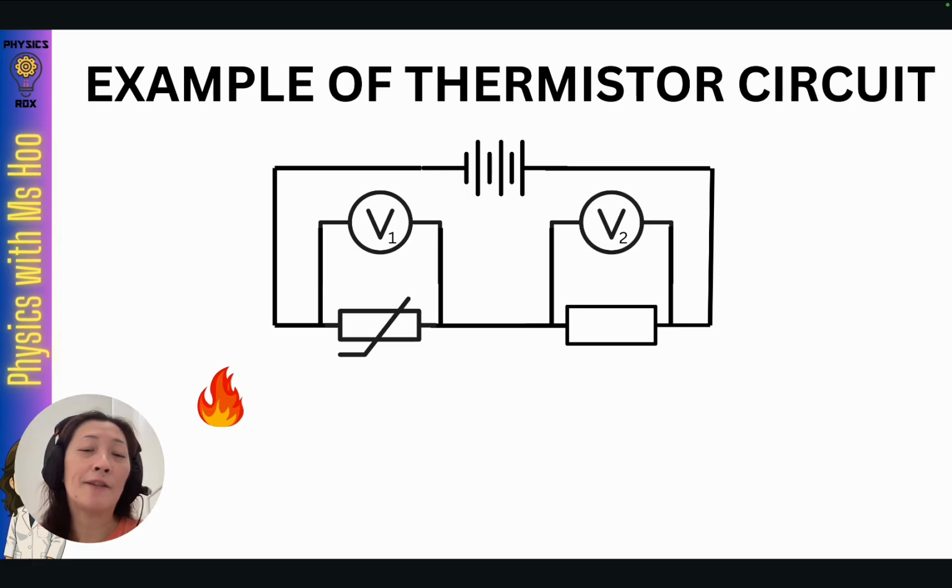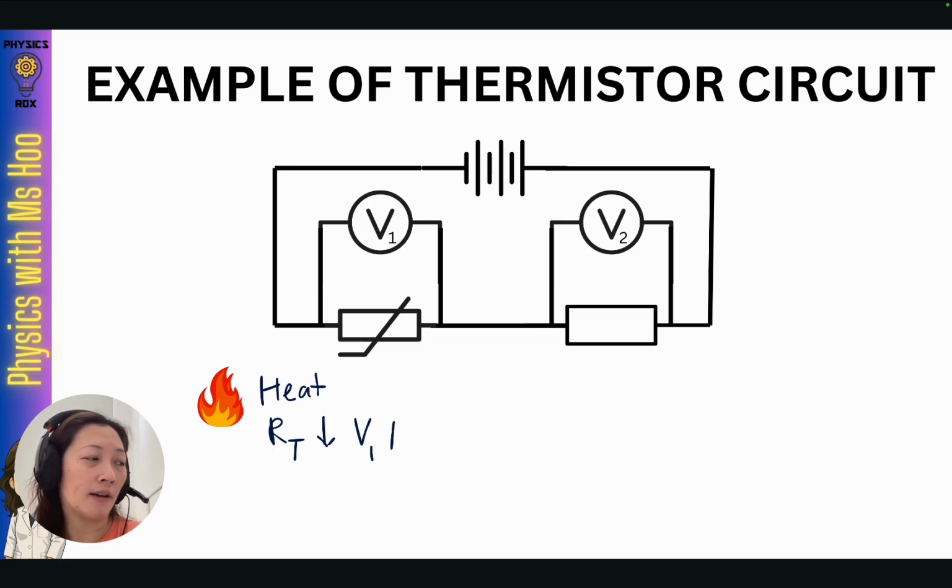So now let's say this flame represents a high temperature. So I'm going to write here heat just to indicate that there is a presence of heat, higher temperature. So the higher the temperature, the lower the resistance of the thermistor. RT here represents the resistance of the thermistor. So the resistance of the thermistor would decrease. Again, similar to the LDR circuit, because V1 is connected across the thermistor, the lower resistance would cause a decrease in the reading of V1.